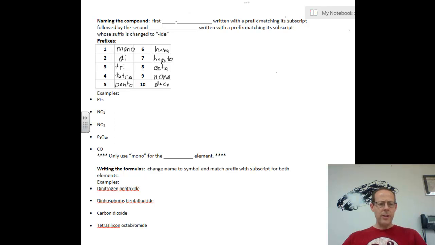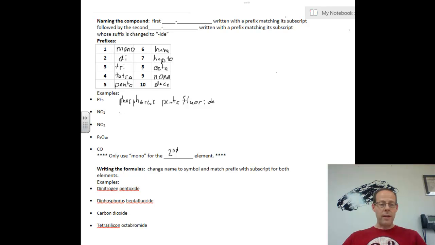This first one, actually, we're going to look down here with these asterisks first. Only use mono for the second element. Otherwise, we'd be using mono a lot, because a lot of compounds don't have but one of the first element. All right, so PF5, we have phosphorus. And then our next element is fluoride, but we have 5 of them. So we're just looking at the subscript. So we have phosphorus pentafluoride. And again, fluorine is a U before O. Otherwise, you have flourine, just like what you bake with. Okay? So phosphorus pentafluoride. Easy peasy.